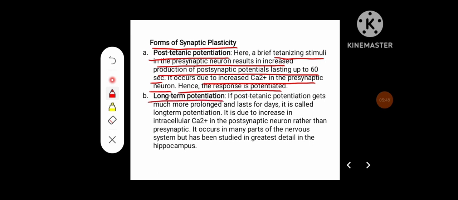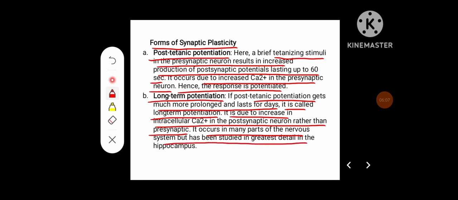Long-term potentiation. If post-tetanic potentiation gets much more prolonged and lasts for days, it is called long-term potentiation. It is due to increase in the intracellular calcium in the postsynaptic neuron rather than presynaptic. It occurs in many parts of the nervous system, but it has been studied in greatest detail in the hippocampus.